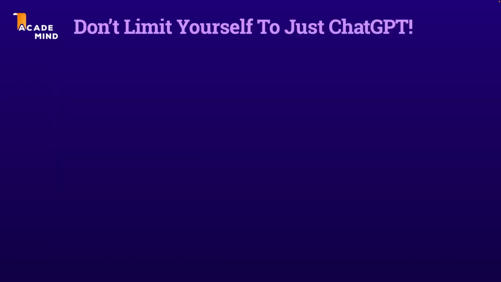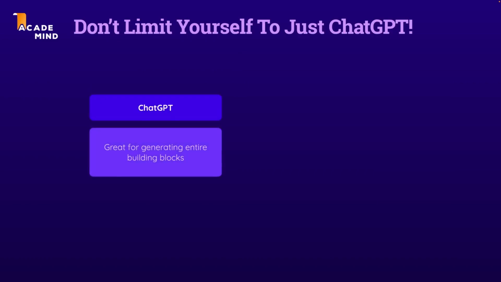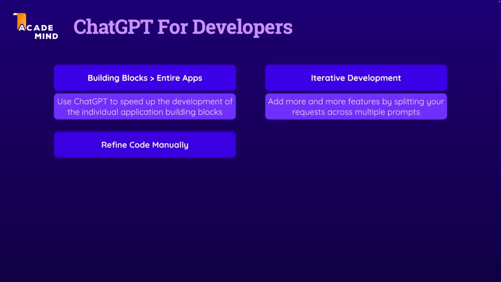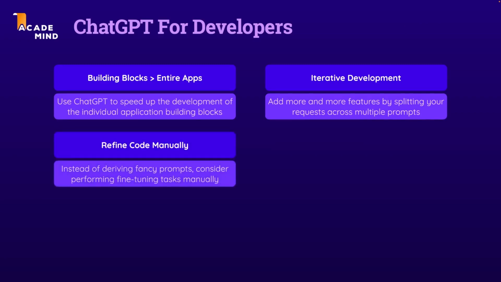Though, as I also mentioned, you don't want to limit yourself to just ChatGPT. Instead, you also might want to consider using other AI tools like GitHub Copilot, which you can use directly in your code editor to speed up your day-to-day development workflow. Because whilst ChatGPT is powerful, you should not use it for everything. Instead, you also should sometimes refine code manually, because that might be faster than crafting a complex prompt. And especially when using other tools, like for example GitHub Copilot, you can often boost your productivity even more.